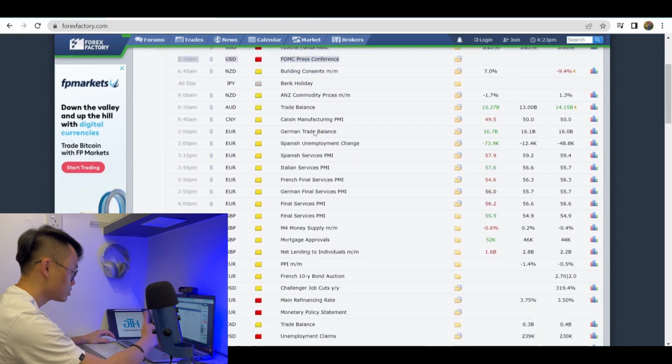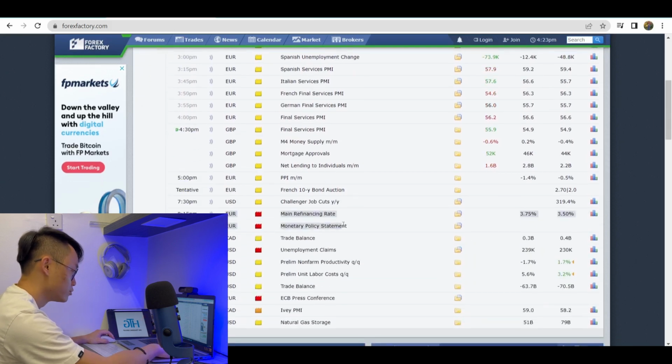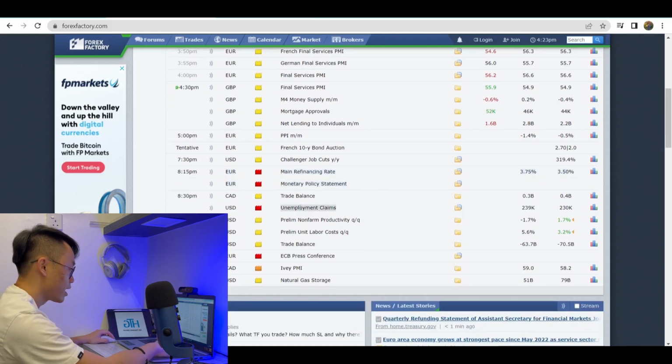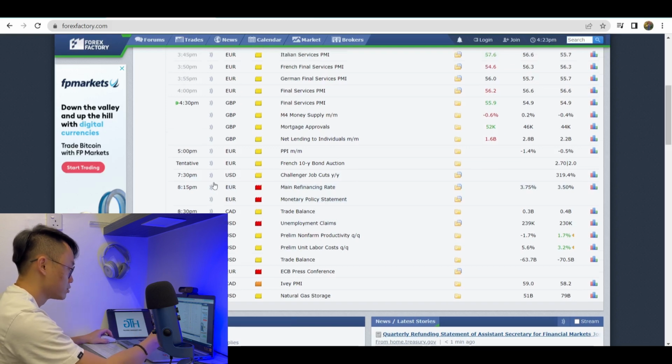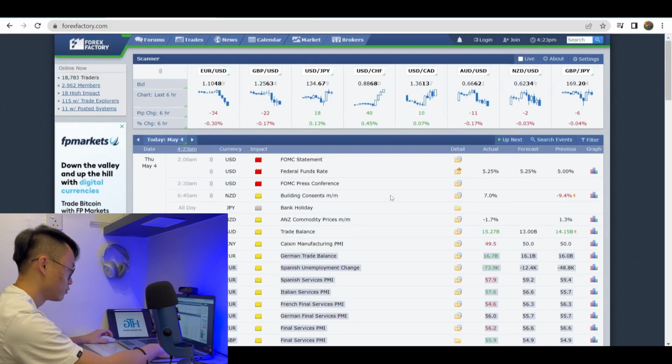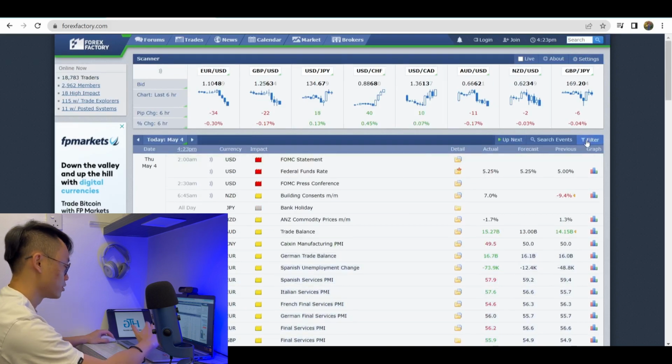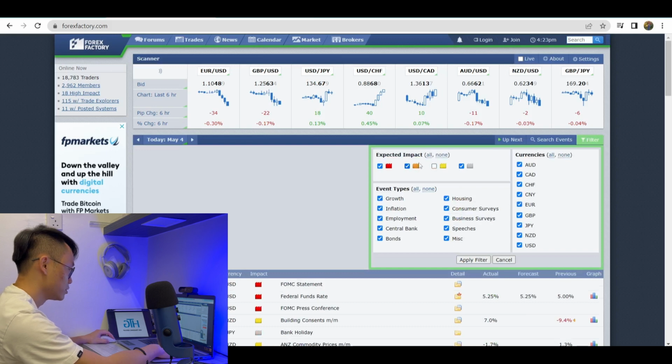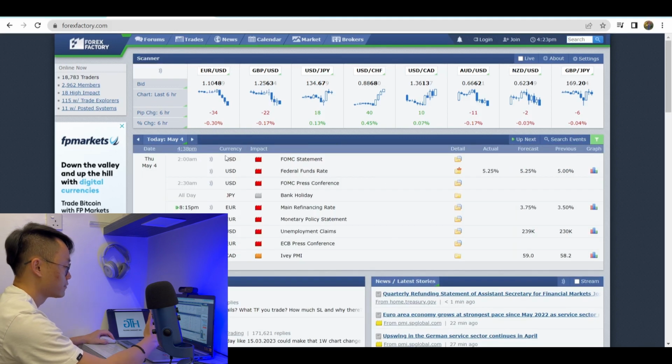We have red folder news, FOMC here, and also euro red folder news that is going to affect the euro pairs, and also unemployment claims as a red folder here. So what can we do? A little trick: if you want to ignore all the yellow folders, you can click up on the right here on the filters to only look at orange folders and red folders. Red and orange folders are moderate impact news and high impact news. Yellow folder most likely is not going to give much impact. Now we have a clean red folder and orange folder view only.